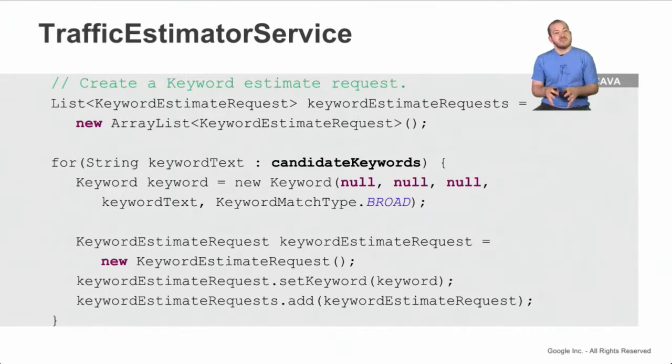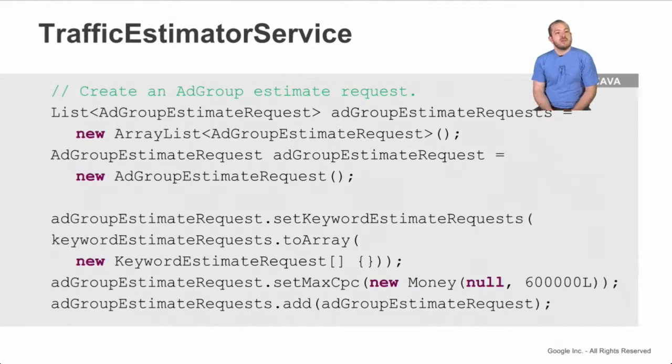So this is a nested structure. We start from the bottom up and build it from the most specific thing out. So start with the most specific thing at the bottom, the keyword estimate requests. Iterate through an array of candidate keywords. We're assuming that this is the same keywords we just got back from the Targeting Idea Service. So this would be our cake, bakeries, and everything that we just got back. So for each one of those, you create a new keyword and insert it into the keyword request.